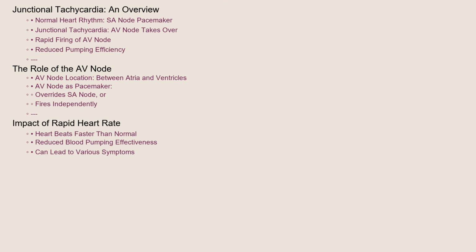When the AV node fires rapidly, it causes the heart to beat faster than normal. This abnormal firing can either override the SA node's signal or occur independently. The rapid heart rate can reduce the heart's ability to effectively pump blood, leading to various symptoms.